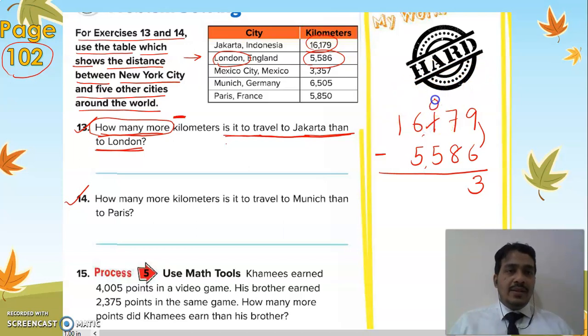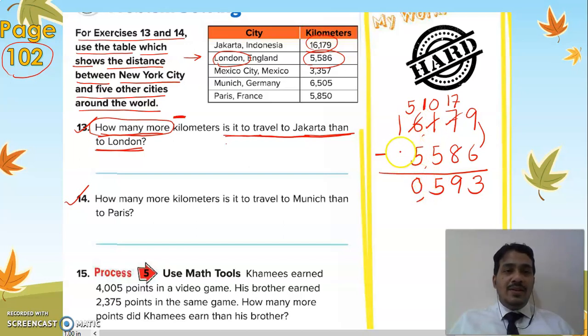Let's borrow, make it 0. This will become 17. 17 minus 8. What is 17 minus 8? 17 minus 8 is 9. 0 minus 5. Possible? Small minus big possible? No. Borrow. So this becomes 5 and this becomes 10. Now 10 minus 5. This is possible. 10 minus 5 is 5. Good? Very good. 5 minus 5. 5 minus 5 is 0.